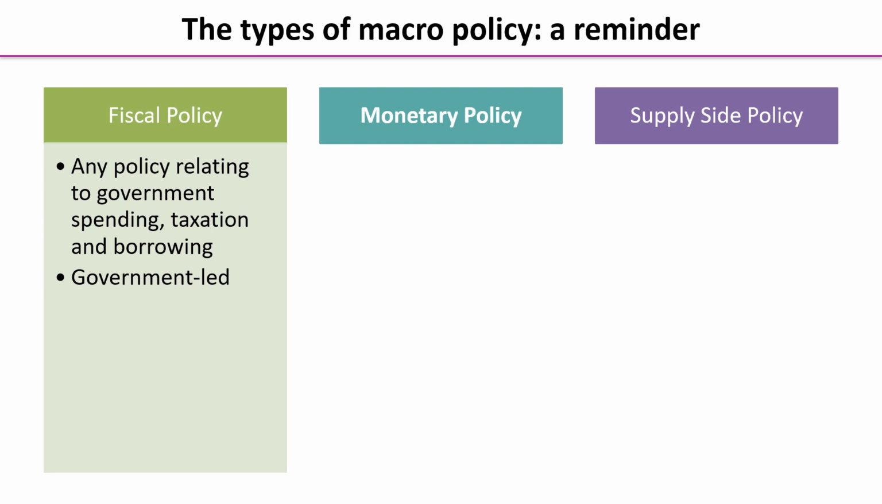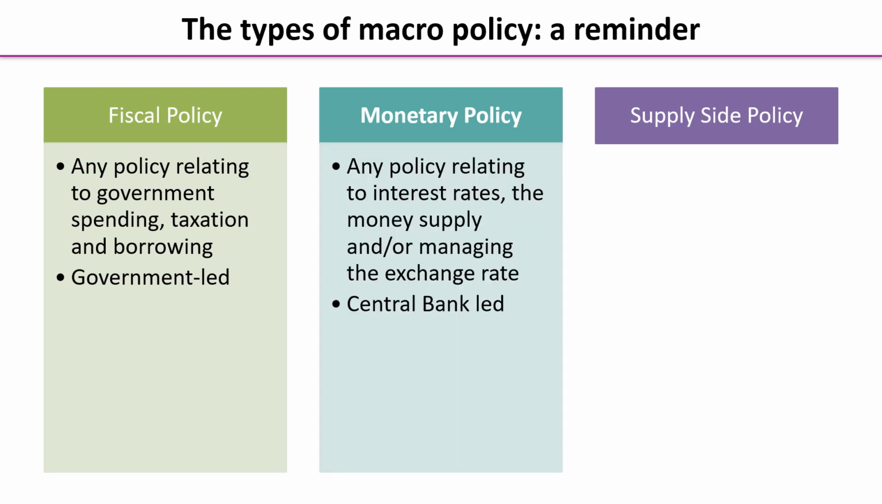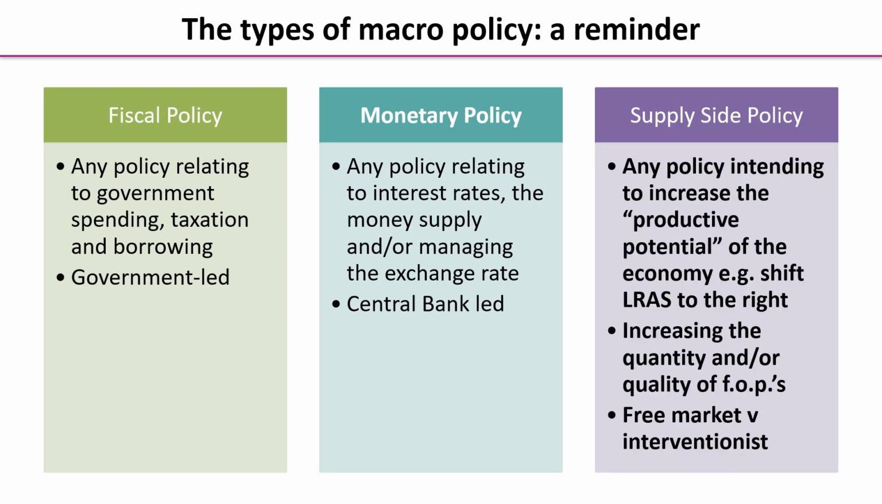Fiscal policy then. This is when a government uses expenditure or taxation or borrowing, so the difference between the two, to achieve its macroeconomic objectives. And we're going to be talking in a little bit about what the macroeconomic objectives actually are. Monetary policy then, this is when usually a central bank uses the instruments of interest rates, money supply, or the exchange rate to achieve objectives.